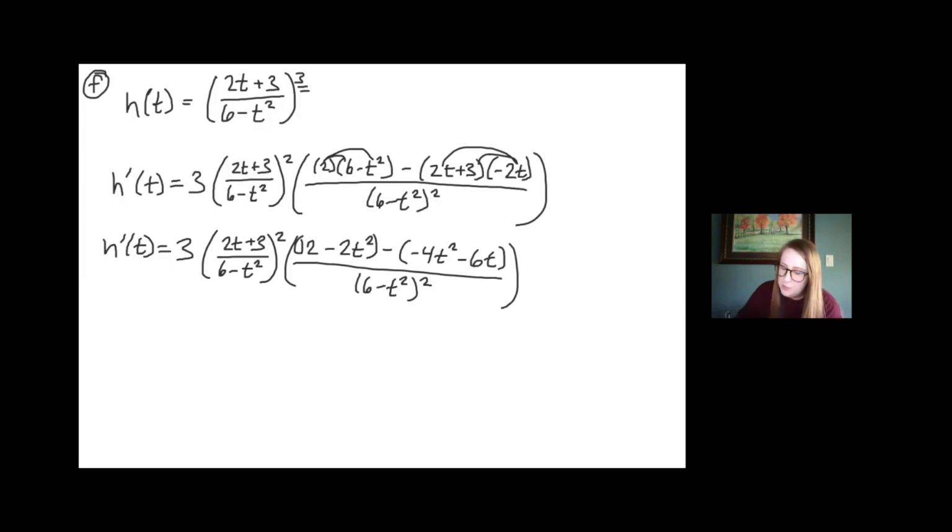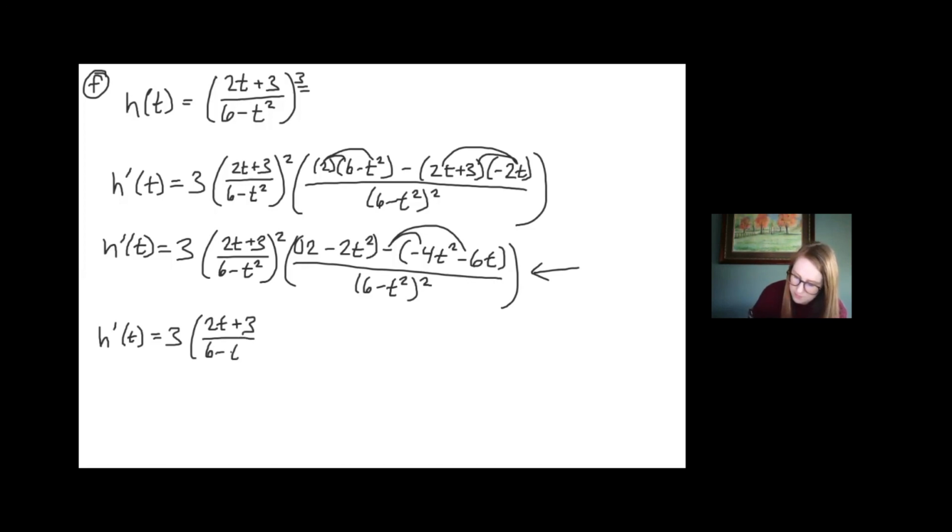Okay, last thing to do would just be to distribute this negative. If you want to do that within this step, that's fine. I did not, so I'm going to go ahead and just write a next step. The first part stays the same. And this fraction is 12 minus 2t squared plus 4t squared plus 6t.